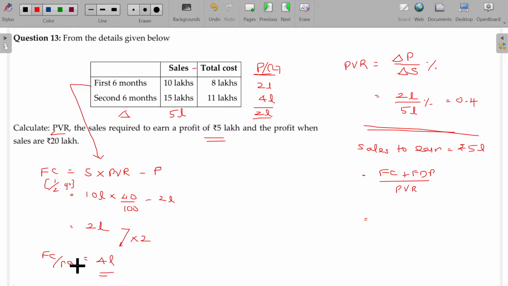Sometimes you may get twisted because of this reason. Check whether the details are for the year or half year. If it is for the half year, you have to find out the fixed cost for the full year. Then you can proceed here. So fixed cost in this case is 4 lakhs. Your desired profit is 5 lakhs. PVR being 40 percent. How much is that? 22.5 lakhs.